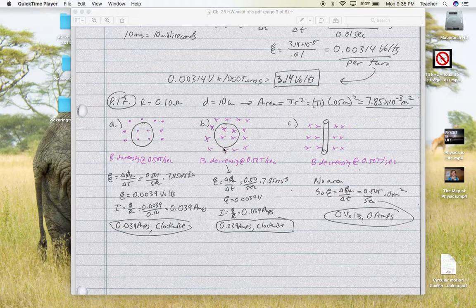Those would both be opposed by having an increase in X's, or an increase in flux into the page, within these loops. This one, because this loop is parallel to this magnetic field, has no change in flux because there's no effective area.